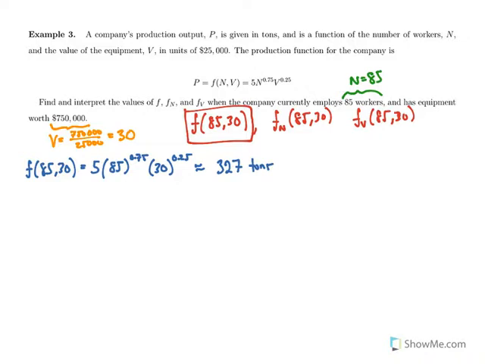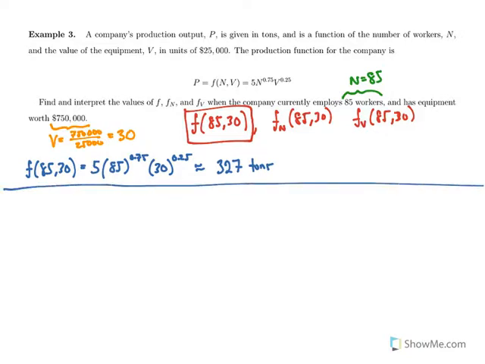So again, what does this mean? This means that if we have 85 workers and $750,000 worth of equipment, we should expect to produce 327 tons of material. All right, now we need to find the derivatives and interpret what those mean in terms of the context.